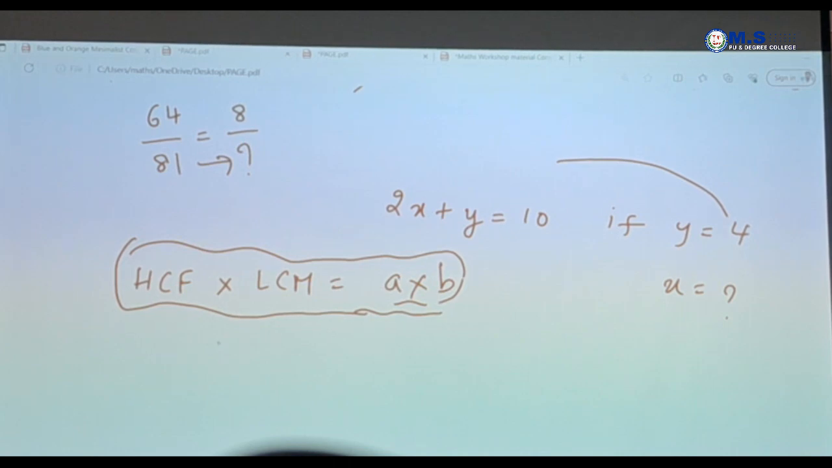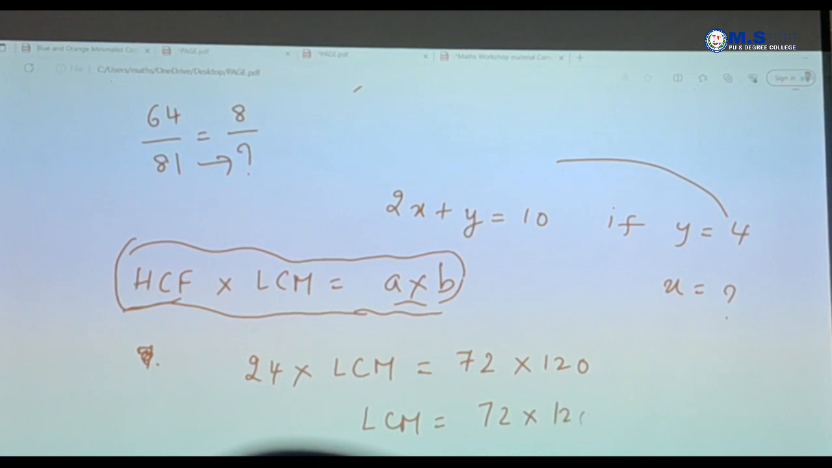Now next question. HCF they have given in the question itself. HCF is how much? It is 24. LCM is a question mark. What are the two numbers? 72 and 120. What is LCM? 72 into 120 by 24. 3 times 24 is 72, 3 into 120 is this. Therefore, LCM is 360. Last time this question has been asked for 2 marks.